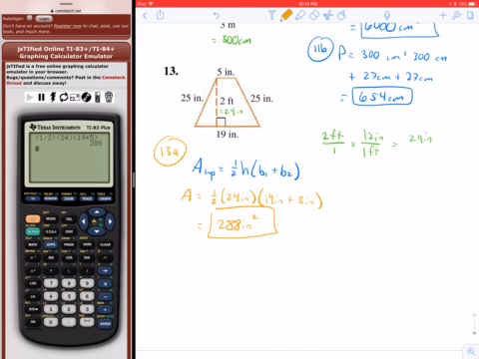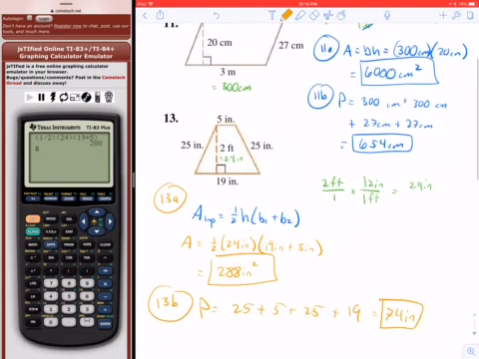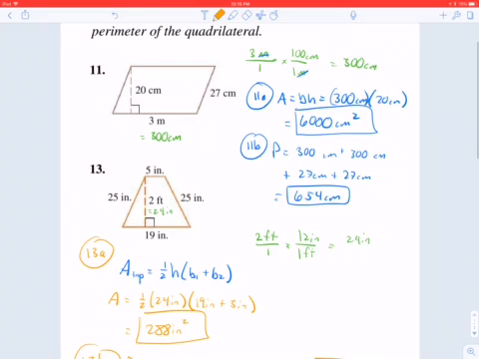Area is always squared. And then 13b, the perimeter: just add up the distance around the outside. So then the perimeter is going to be 25 plus 5 plus 25 plus 19. That's 55... 74 inches should be the perimeter. I think these results are good. These are the same results I have in my solutions manual, and we saw the reasons why we got these results.